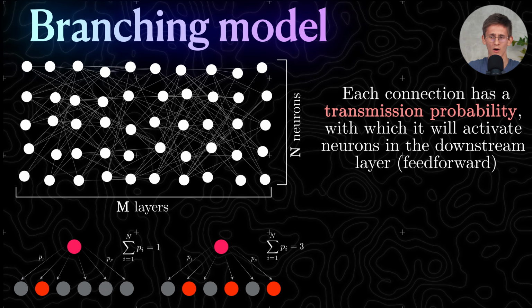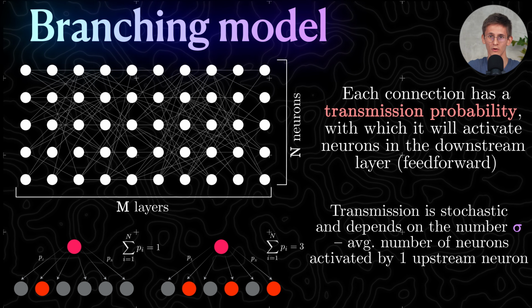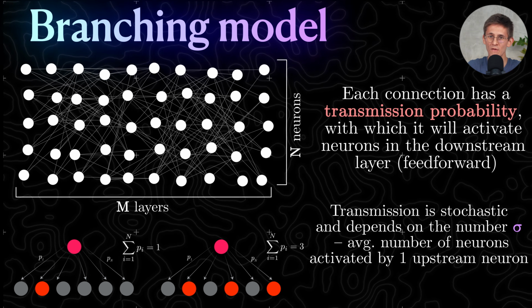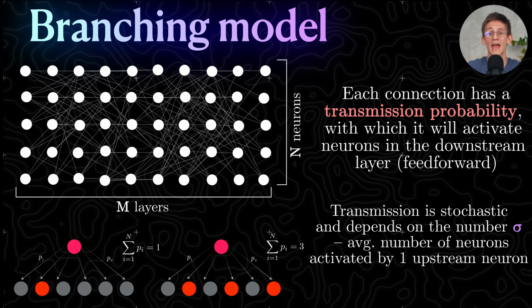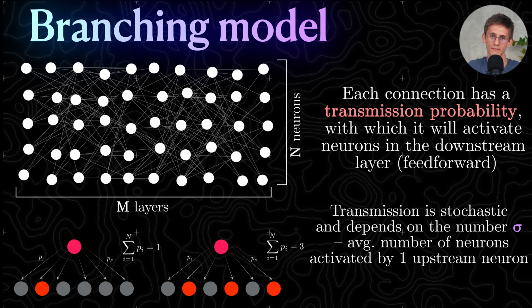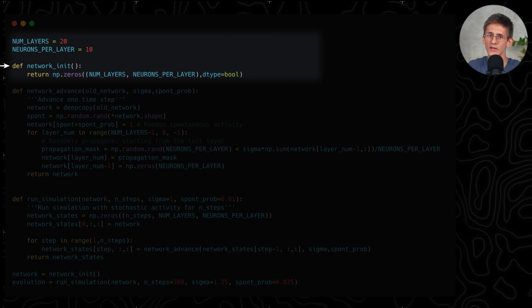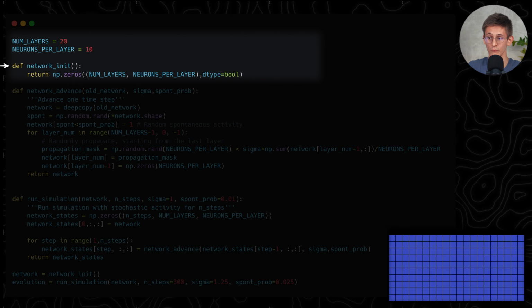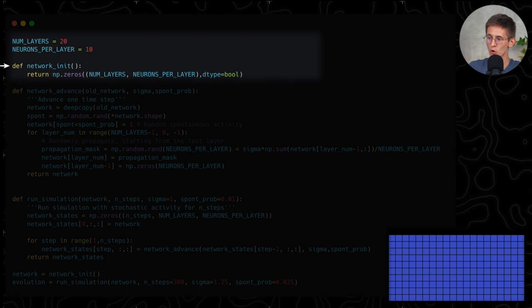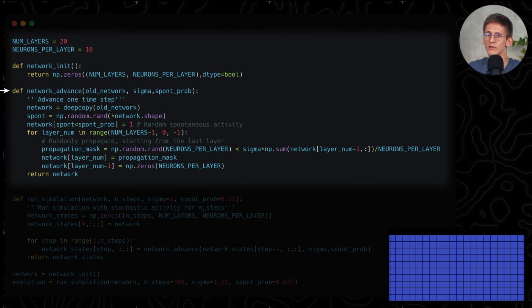This number, sigma, which is equal to the average number of neurons activated by one downstream neuron, controls the behavior of our network. Additionally, each neuron has a very small probability of being spontaneously activated, even when it doesn't receive any input. Before animating the activity, it's necessary to set up the simulation itself. Let's define a function that initializes the n by m array of zeros that is going to store the state of the network. Next, we create a function called networkAdvance that will advance the network one step into the future and return the updated state.